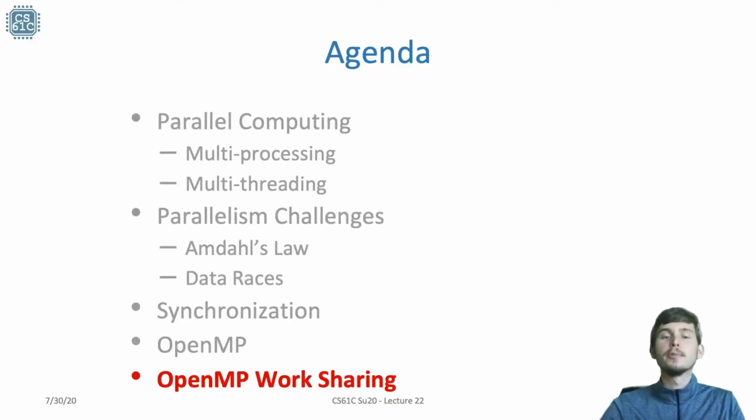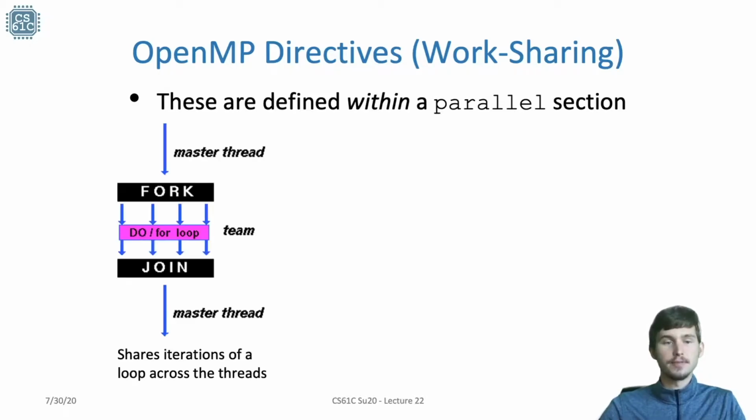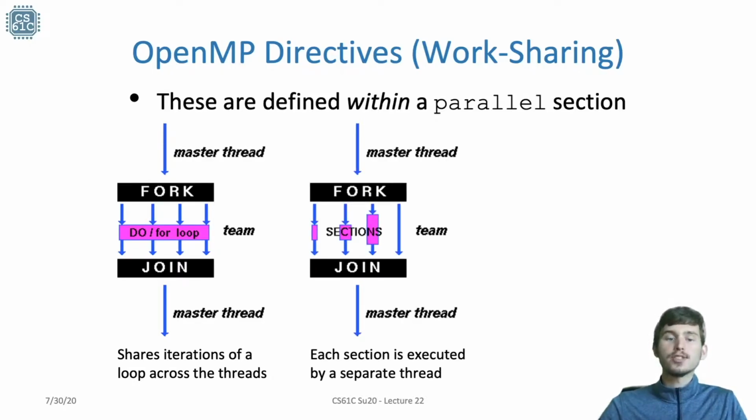So let's continue to talk about OpenMP. Specifically, we're going to talk about work sharing. A work sharing construct divides the execution of the enclosed code region among members of the team that encountered it. There are different models. I can have a for loop where I want to share the iterations of the for loop across the different threads. I might want to separate it so that each section is executed by a separate thread.